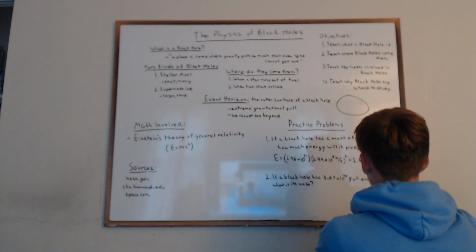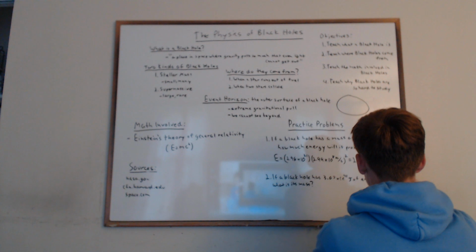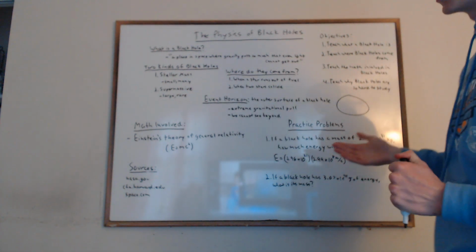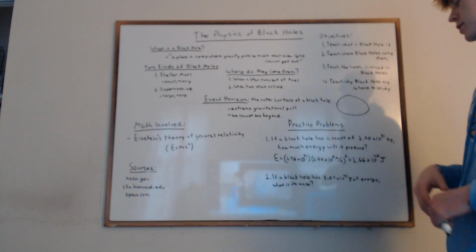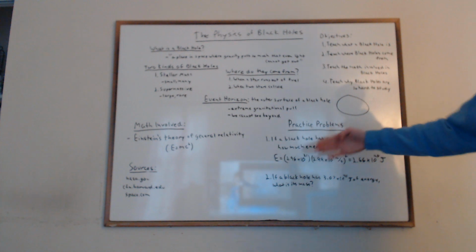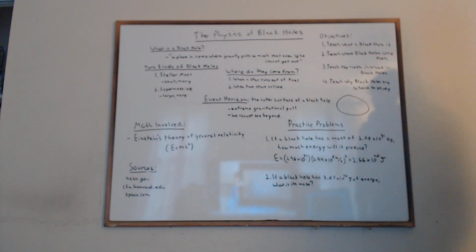2.66 times 10 to the 48th joules. So it's fairly straightforward. All you're really doing is plugging into the equation, but you have to make sure your units are right: meters per second, kilograms, all that stuff. And make sure you put the answer in joules, which is the unit for energy.